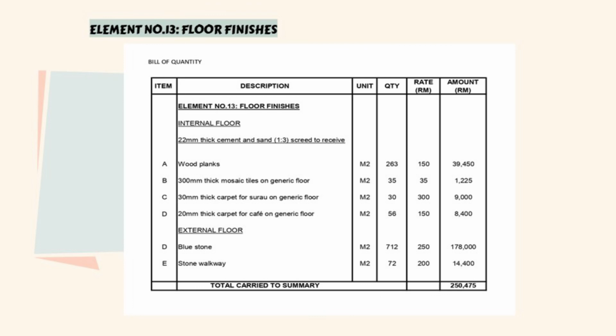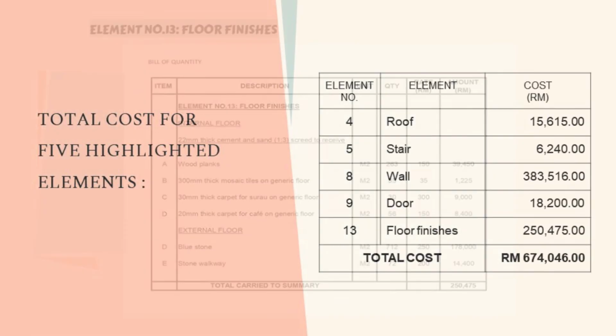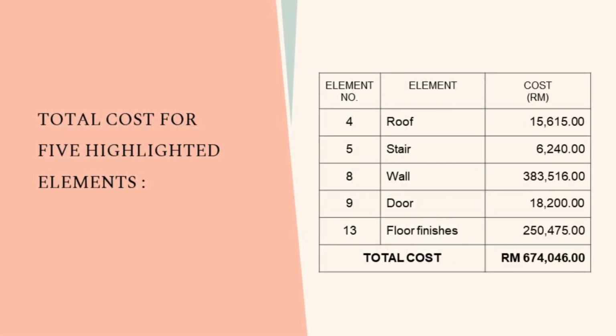So the total amount that has been used in floor finishes is 250,475 ringgit overall. As shown above, we have highlighted 5 elements in our BQ as per schedule. The elements are roof, stair, wall, door, and floor finishes. The cost of roof is 15,615 ringgit. For stair, the cost is 6,240 ringgit.